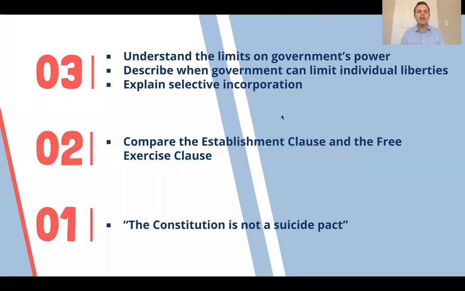So what are you looking for? You're looking for ways to understand what the limits really are on the government's power. You're going to want to be able to describe when those limits do not apply. That is, when can the government actually limit your liberties? What are those circumstances? What are those exceptions? And with all of that, you're going to want to connect this to the idea of selective incorporation, right? How does this change when we're talking about state governments, and how has that changed over time? For our two, we're going to compare and contrast the Establishment Clause and the Free Exercise Clause. What is different between those two terms?